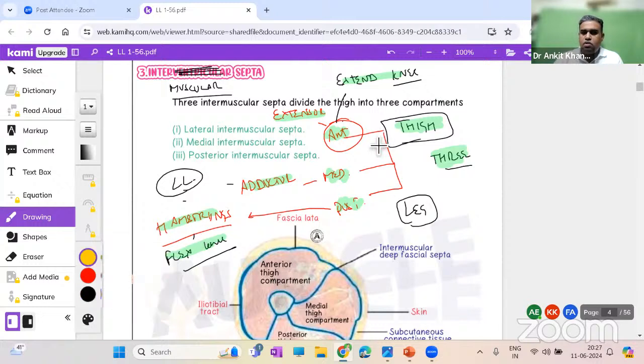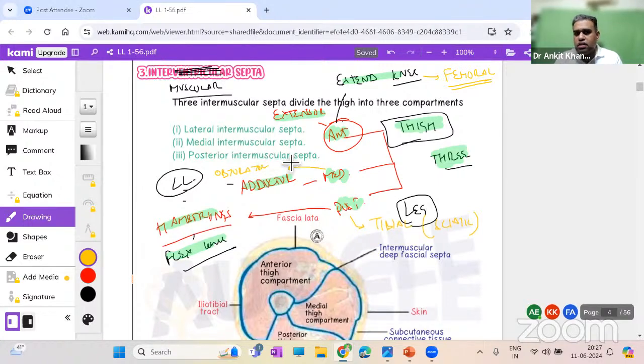Just to add one more point, finishing this part of the discussion of the compartments, do remember one more thing. The major nerve for the anterior compartment is going to be the femoral nerve. For the posterior compartment, the major nerve is the tibial part of the sciatic nerve. The tibial nerve is a branch of the sciatic nerve. And for the medial compartment, the main nerve is which one? I'm sure you must be knowing. It is the obturator nerve. So these are the three basic compartments and their nerves.